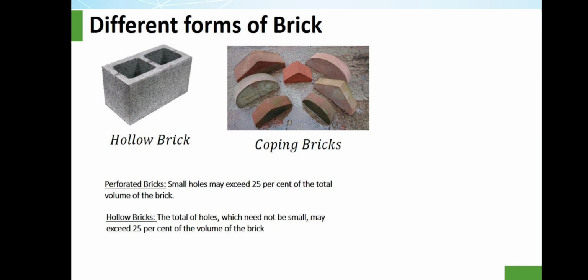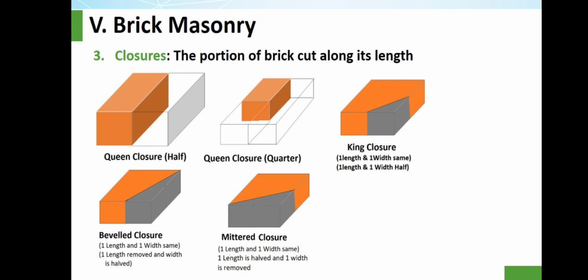Different forms of brick. Hollow brick, coping bricks, perforated bricks. Small holes may exceed 25% of the total volume of the brick. Hollow brick. The total of holes, which need not be small, may exceed 25% of the volume of the brick.